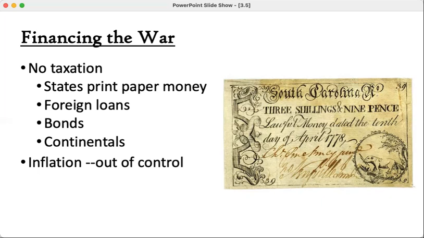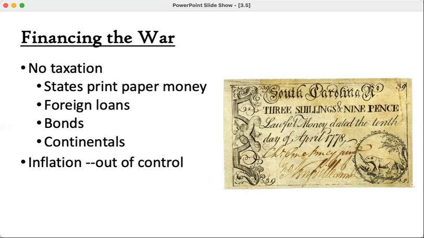We can't raise taxes to fund the army. First and foremost, we have no central government. There's no federal government to tax all the colonies. So each individual state would have to raise taxes. Many states will just start to print paper money, which leads to crazy inflation. We will be forced to rely primarily on foreign loans. John Adams will get us a loan from the Dutch. Franklin and Jefferson will get us a loan from the French.